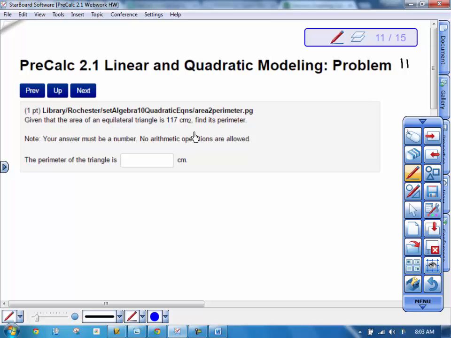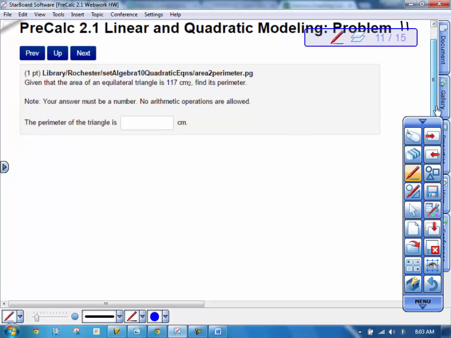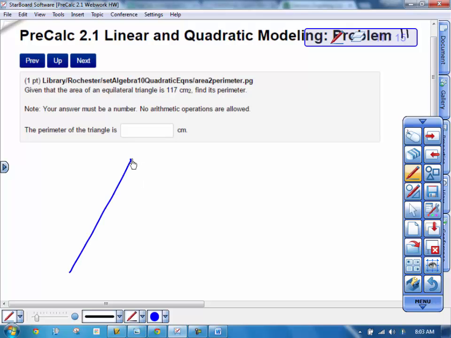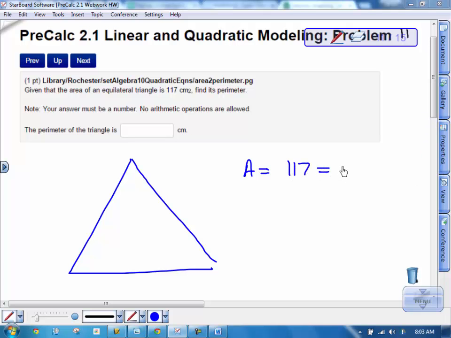Okay, the next question says that we have an equilateral triangle. It gives us the area. So first draw a picture whenever you're doing a problem like this. Try to draw your best equilateral triangle. Area is 117 equals 1/2 base times height for the area of a triangle, we'll use that. There's other formulas we can use for area of a triangle, but we'll use this one. Definitely other ways to do this problem.